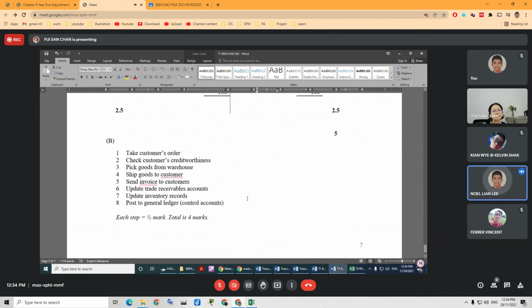Miss, number 6 is the ledger. Number 6, update trade receivable account. Yes, ledger, like your sales ledger. In your sales ledger, you update to the individual account. So this is your test answer.